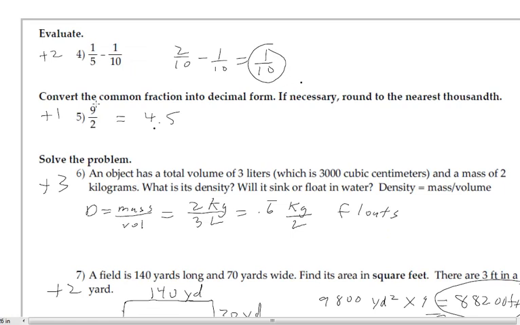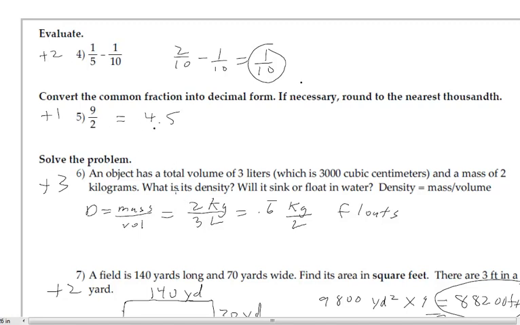Number 2, find a common denominator here, just basic addition or subtraction of fractions. So that's 1/5, same thing as 2/10. 2/10 minus 1/10 is 1/10. Number 5, convert to decimal. You could take 9 divided by 2 or just realize that's 4.5.